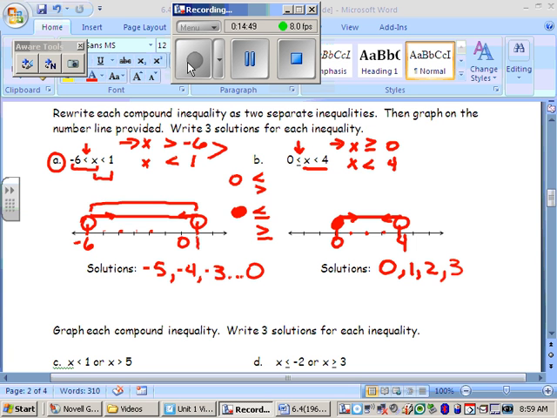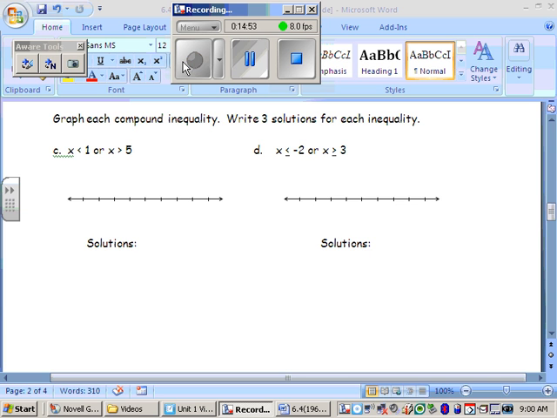Let's take a look at some additional examples that contain the word or. In example C, we read the inequality as x is less than 1 or x is greater than 5. Now, since they're already separated into two inequalities, we simply need to graph this and look at the solution. So you need to identify where 0 is, and then 1, and then 5.